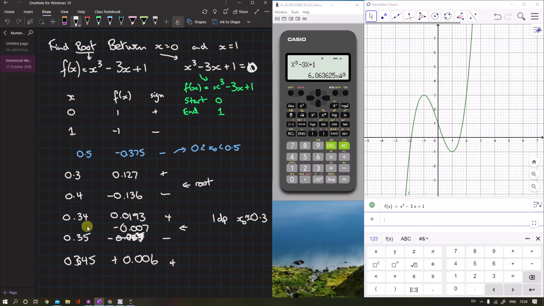It means that the solution is closer between these two numbers to 2 decimal places. We now know that the answer is between 0.345 and 0.35, the two values that change. So that one was positive, this one was negative. And to 2 decimal places, this is my solution. Okay, that's using roots by finding trial and improvement, checking signs, and that's the method.